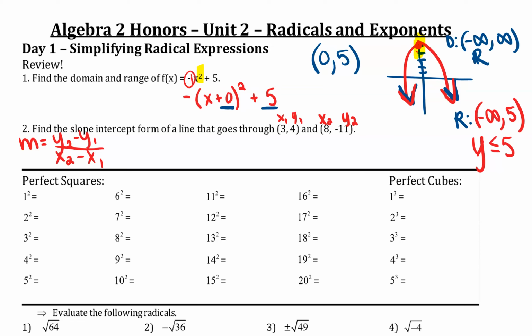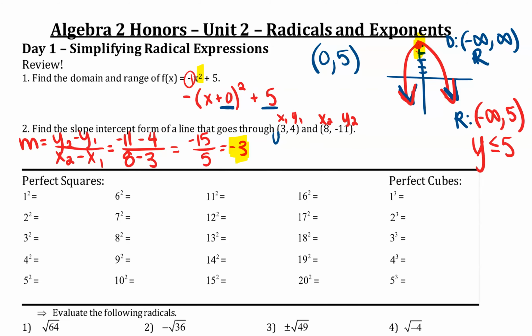All right, so y2 is -11 minus y1, which is 4, over x2, which is 8, minus x1, which is 3, equals -15 over 5. Reduce that, I get -3. So the slope is -3. That's my m. And then I'm just going to plug into y equals mx plus b to find what the b is going to be.